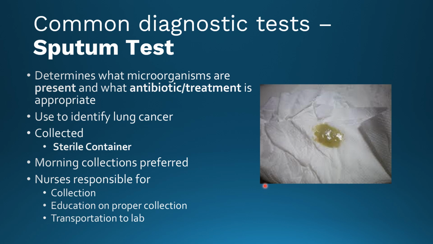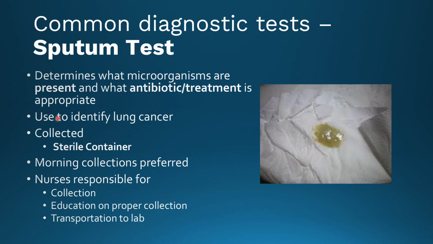Next, we have a sputum test. This is used to determine what microorganisms are present and what antibiotics or treatment are appropriate. We did talk about cultures already in Unit 2, specific to wound cultures, but every kind of culture that you obtain is going to test for the same thing. It's going to test what kind of bacteria is growing in that culture or in that collection, and then it's going to compare it to different antibiotics and see which one is appropriate for it.